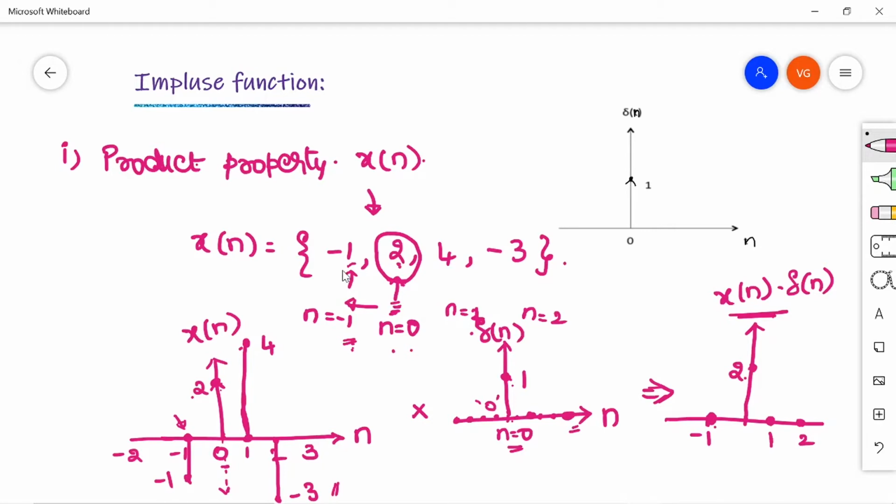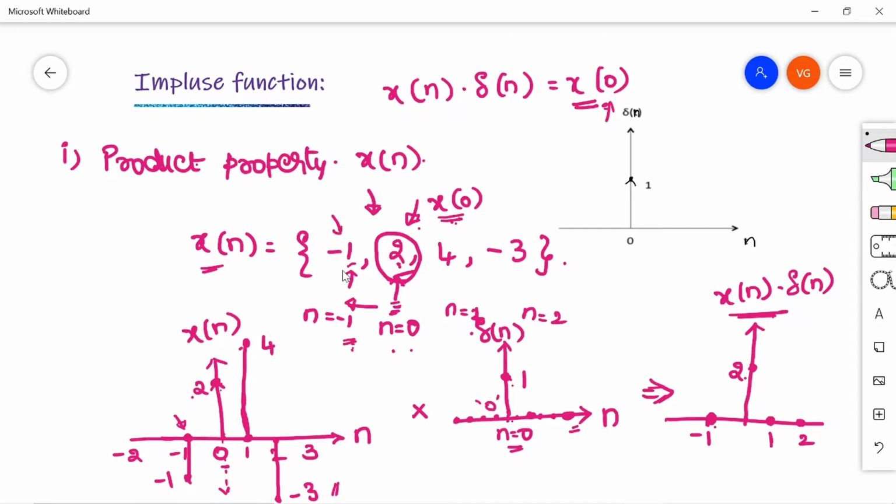So the property here is defined as x of n multiplied by del of n is nothing but x of 0. What is x of 0? The amplitude of the signal x of n at n is equal to 0 is only the resultant signal, isn't it? See here, this is x of n. The amplitude of the signal at n is equal to 0 is how much? 2. So this impulse or this instant is represented as x of 0.